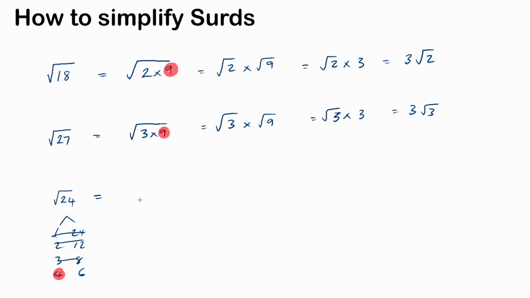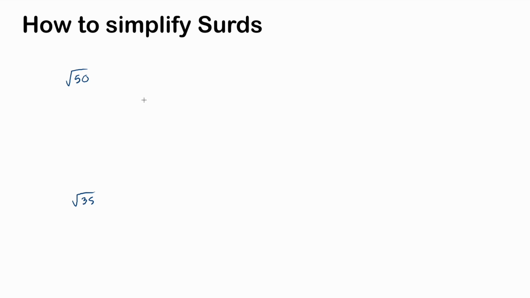I'm going to use the 4 and the 6. So now square root of 24 is 4 multiplied by 6. Square root of 4 times square root of 6 is 2 root 6. And that is simplifying surds. Okay, let's look at 2 more examples.